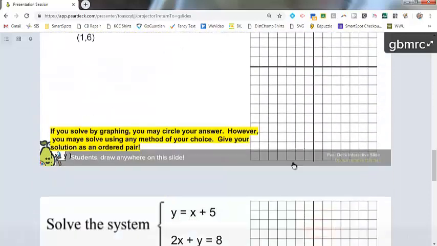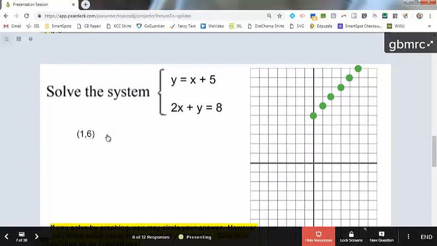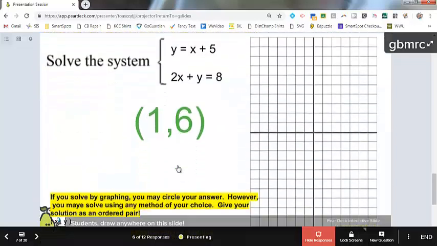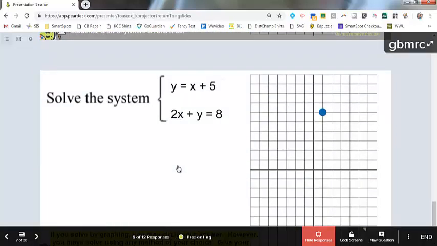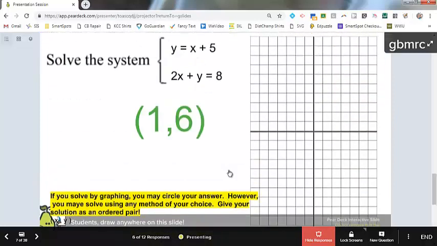We've got one good graph line. We have a solution, though. How do we have a solution already? Oh, did you do it on your paper? That's probably why. Yep, that's fine. So you graphed by substitution.